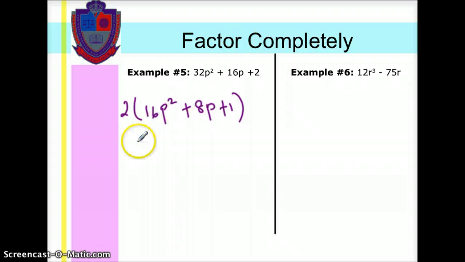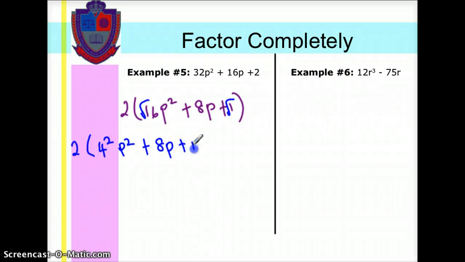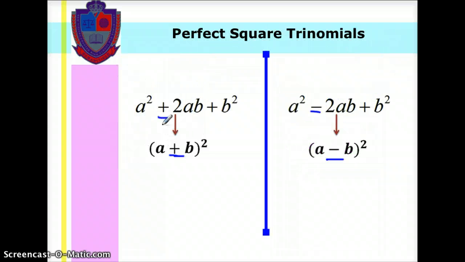Now that I see this as a quadratic, let's see, can I take the square root of this and take the square root of that? I'm going to keep my 2 outside and rewrite this as 4²p² + 8p + 1. 1² is the same thing as 1, so it doesn't matter. This is 4 and this is 1. Let's check it. 4 times 1 is 4. And if I multiply this by 2, I get 8, which is what I want. Perfect. So I'm going to keep this 2 outside. And I know because this works, I can use my perfect square trinomials.